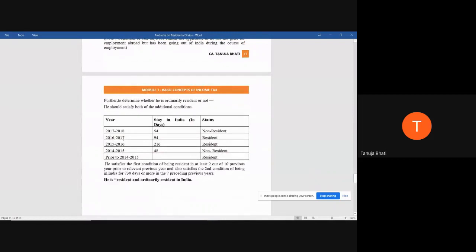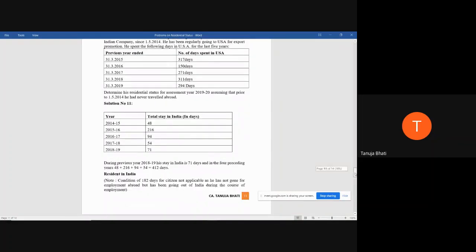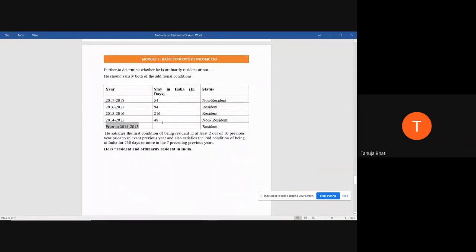So that is 1718, 1617, 1516, 1415. And prior to 1415, he was always in India, because in the question it is given, assuming that prior to 1/5/2015 he has never traveled abroad. That means before 1/5/2014 he was always in India. So he was always a resident in India if he was always in India.